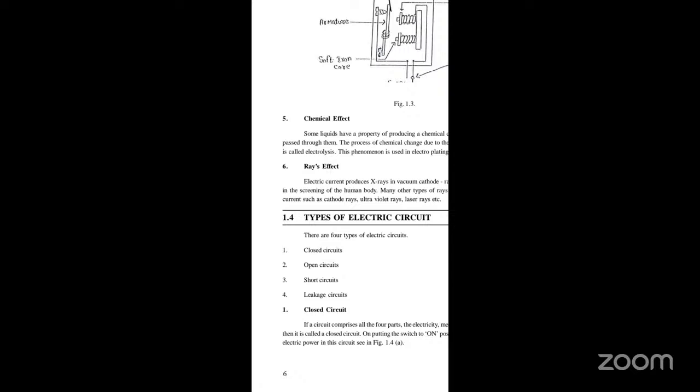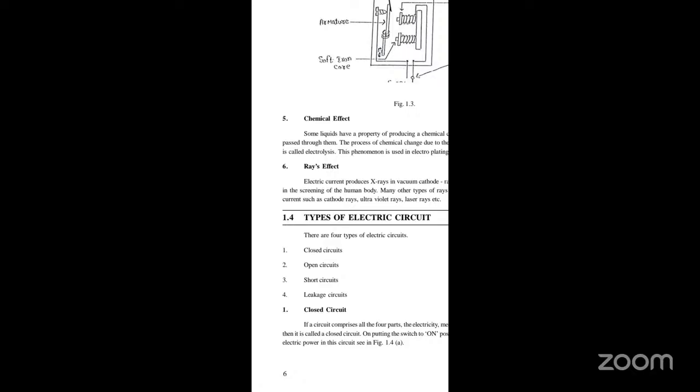There are four types of electric circuits. First one, closed circuits. Second one, open circuits. Third one, short circuits. Fourth one, leakage circuits. Basically closed and open, then short circuit and leakage circuits. By name itself, closed means totally closed. Open means one side is open. Short means mixing up of components. Leakage means any small gap between one component and another component, then we get the leakage circuit.